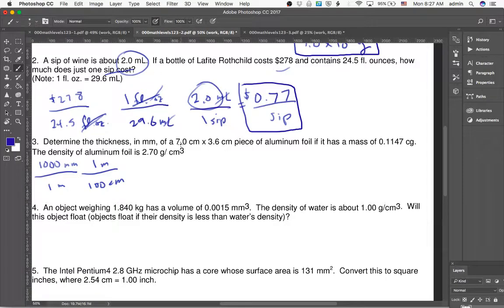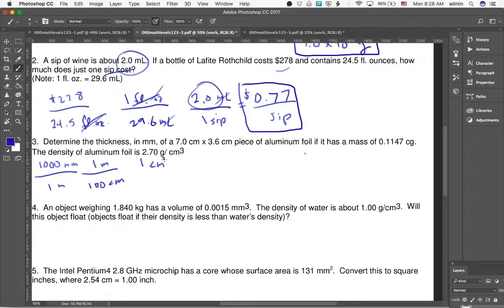And now, let's see. I need the thickness. Okay, so what am I going to do here? Actually, there are several ways to do this. You encountered this problem in your lab, but because I started this way, I'm going to continue this way. So I'm going to convert this number into cubic millimeters, and then I'm going to solve for the millimeters. So let me show you what I mean by that.